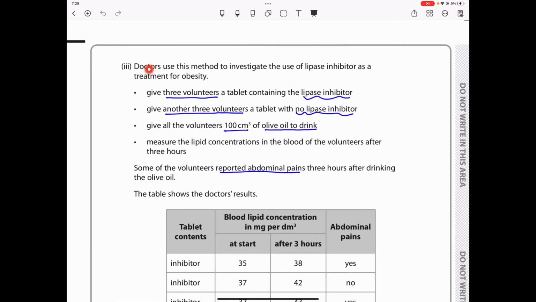So here they said doctors use this method to investigate the use of lipase inhibitor as treatment for obesity. They give 3 volunteers a tablet containing the lipase inhibitor and give another 3 volunteers a tablet with no lipase inhibitor. They give all volunteers 100 centimeters cubed of olive oil to drink, and then they measure the lipid concentration in the blood of the volunteers after 3 hours. Some of the volunteers reported abdominal pain 3 hours after drinking the olive oil.